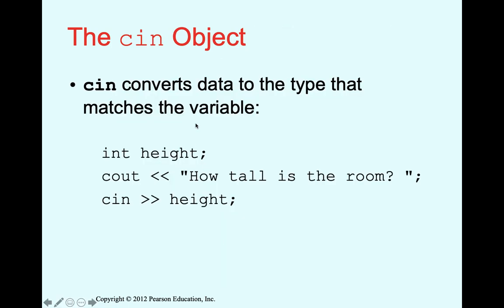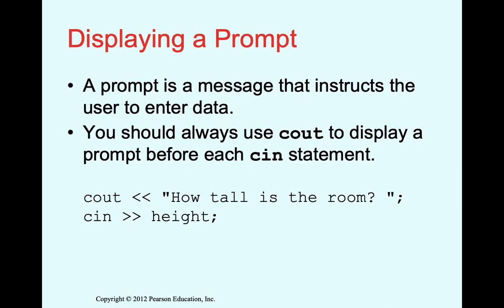So cin converts the data to the data type that matches the variable. Here we have int height, a variable of type integer. So if we read height, whatever the user is typing, the computer will try to convert it to an integer. So this is what's meant by this slide.